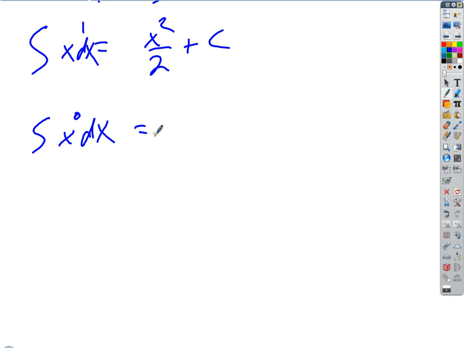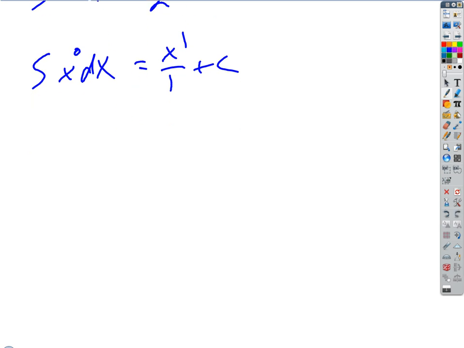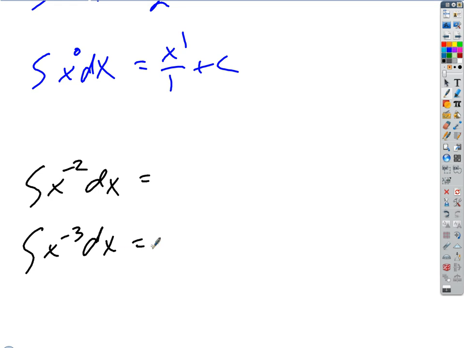Now we wouldn't necessarily apply this rule. I mean, we just know the antiderivative of x to the 0 is 1. Antiderivative of 1 dx would just be x, but technically it works. I get x to the 1 over 1 plus c, right? What if we try some negative values? What's the antiderivative of x to the minus 2? Or in other words, x to the negative 1. I just want to show you that it does work, right? Okay, those all work.